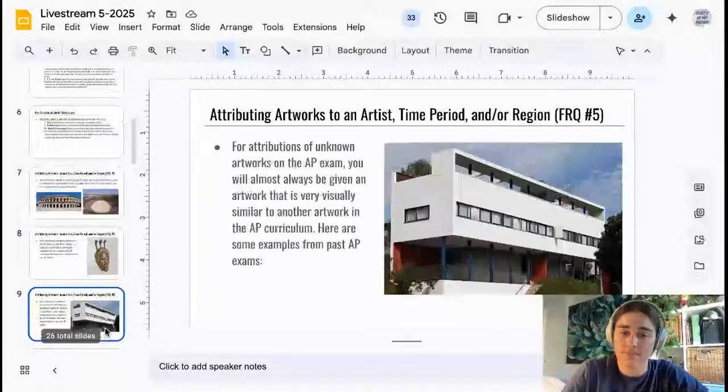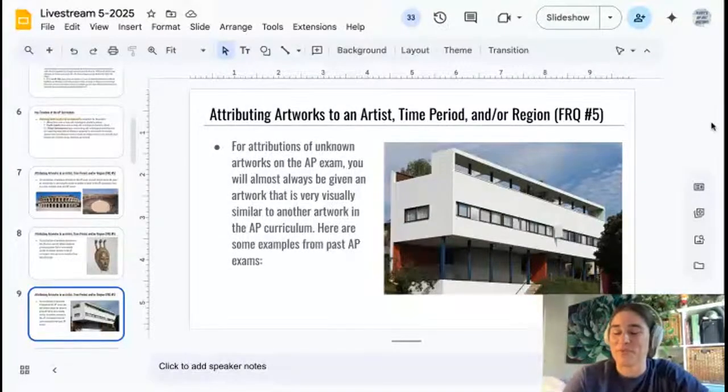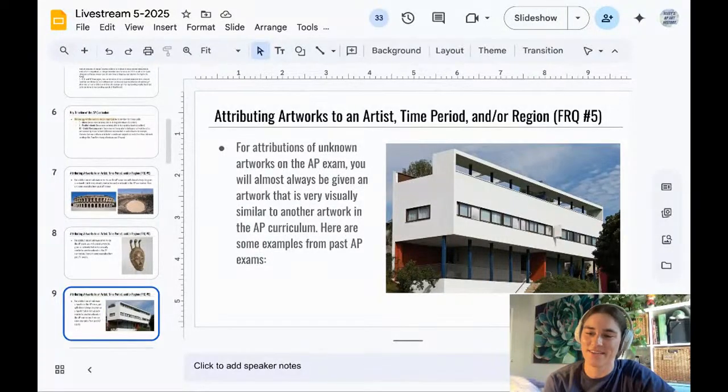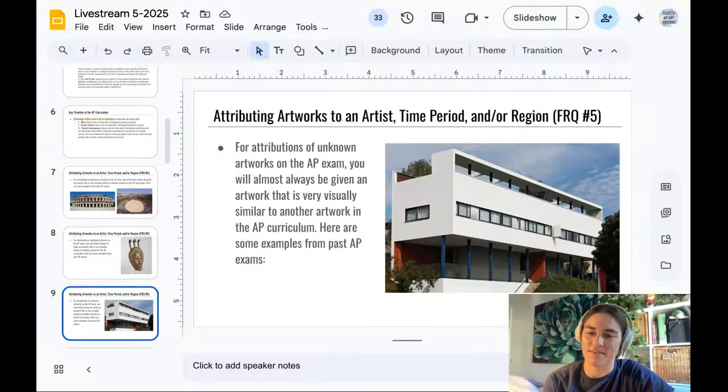Alrighty. This one's a little bit trickier. I know that students tend to struggle with architecture. So what is the artwork in the AP curriculum that is related to this one? Yes, the Villa Savoye by Le Corbusier. Again, I apologize for my horrible pronunciation.